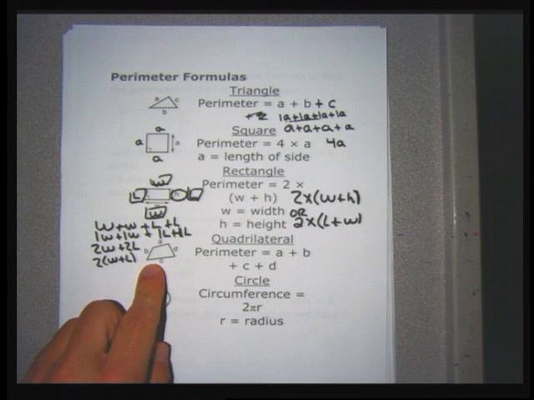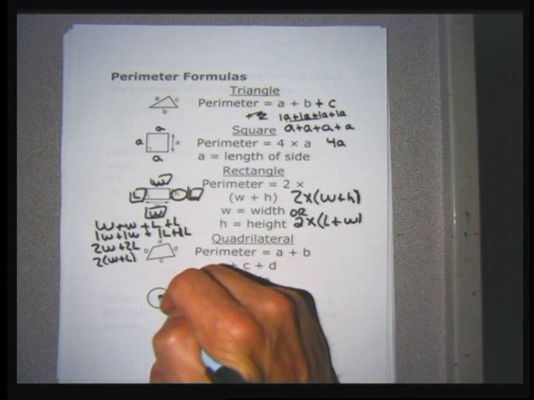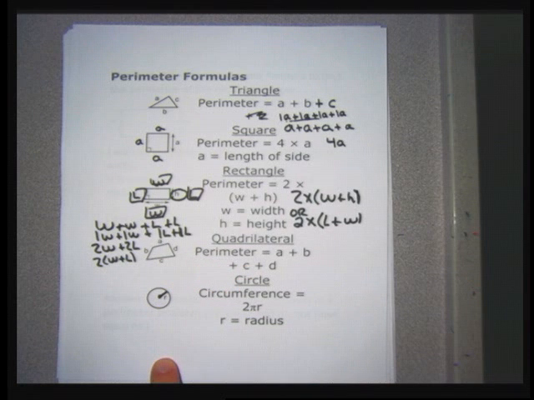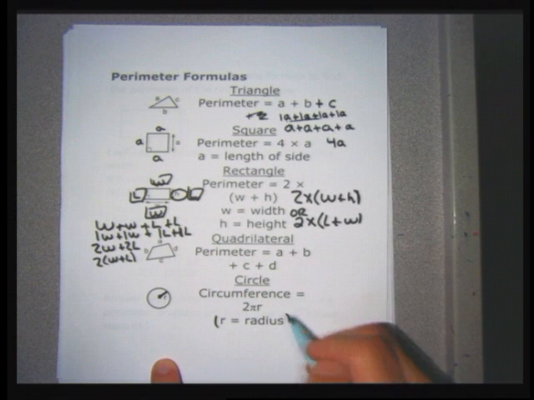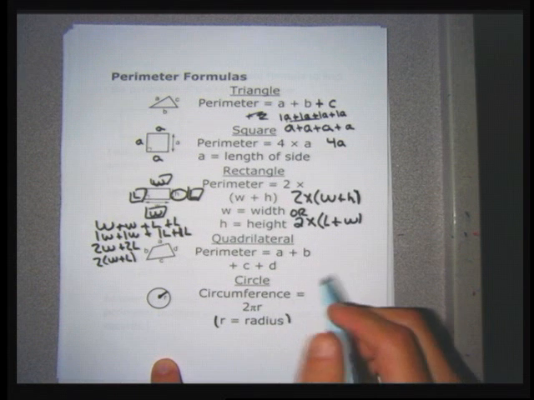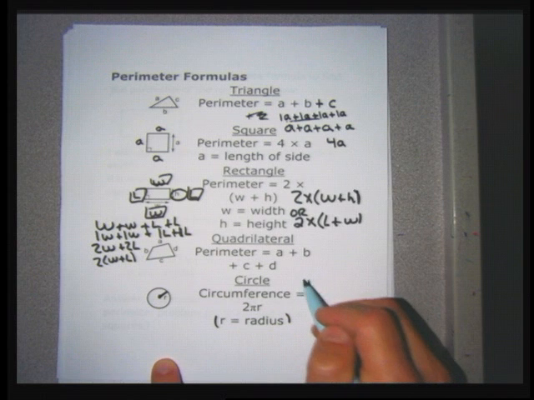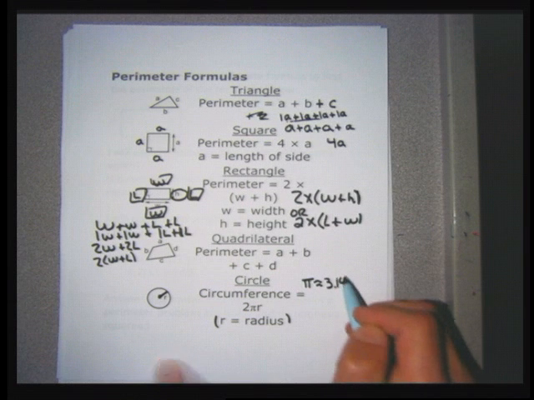A quadrilateral means a figure that has straight edge sides, but 4 of them. You just add up the 4 sides, whatever they're named. For a circle, you need to know the radius, which is the distance from the center of the circle to the edge. The formula for the circumference of the circle is 2 pi r, and we will interchangeably leave pi as pi, or if we're asked for a decimal approximation, we'll use 3.14.